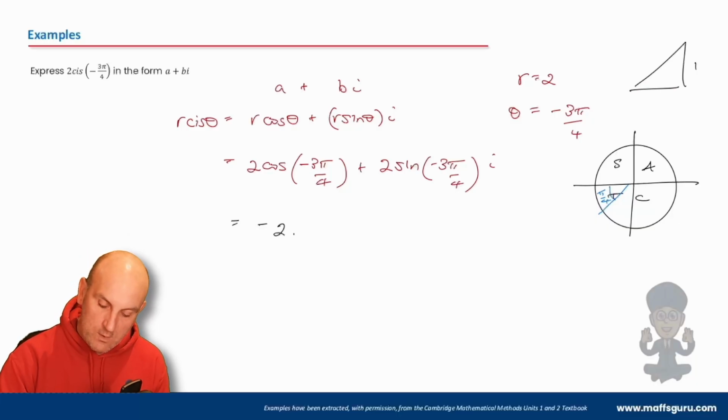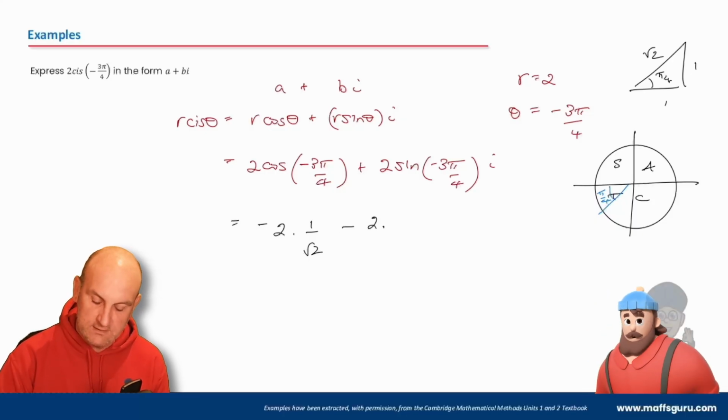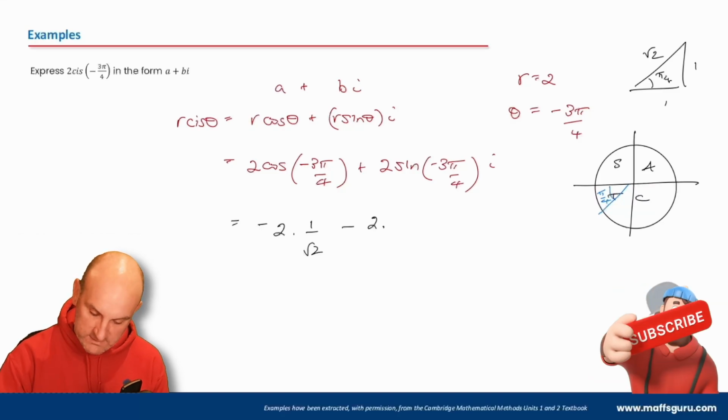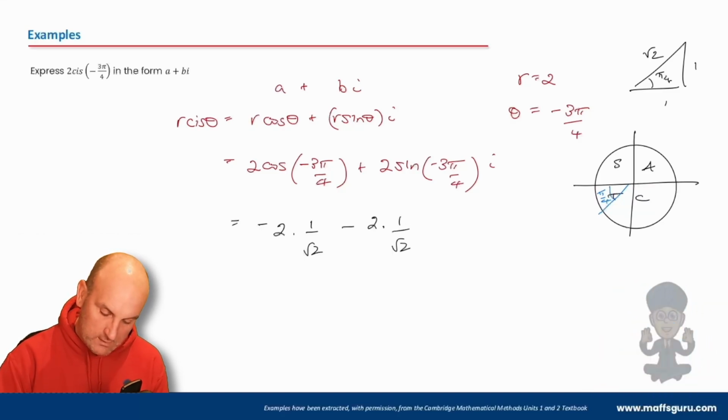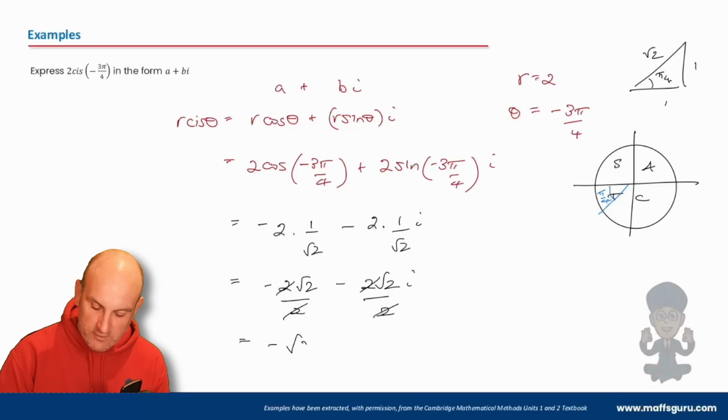So there's 1 on root 2, there's my pi on 4. Plus sine is also going to be negative, so that's negative 2 times 1 on root 2, and don't forget the i. I'm going to rationalize the denominators, so that becomes minus 2 root 2 on 2, minus 2 root 2 on 2 i. Those 2s cancel, which basically gives me minus root 2 minus root 2 i.